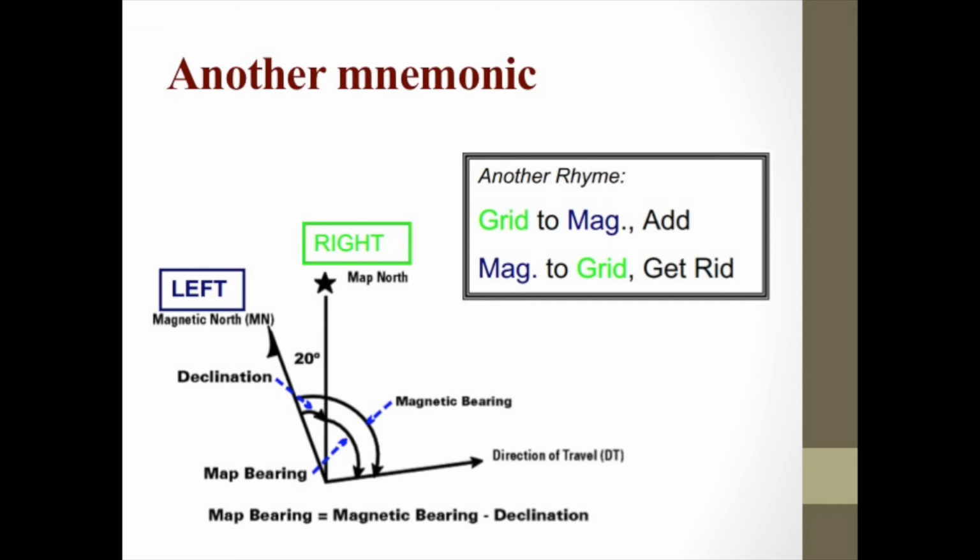If it helps, there are other ways to remember this. Grid to mag, so grid north to magnetic north. In the image that's featured here with the west declination, you'd have to actually add to get back. Mag to grid, you'd get rid. That's actually, this mnemonic works only if you have a west declination. And it may be that having a second way to think of it helps you out.